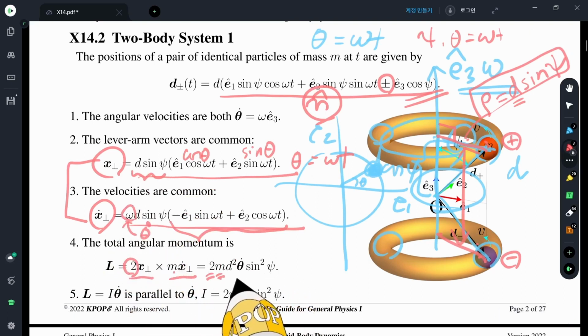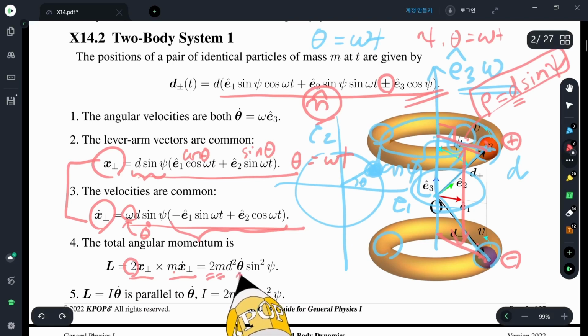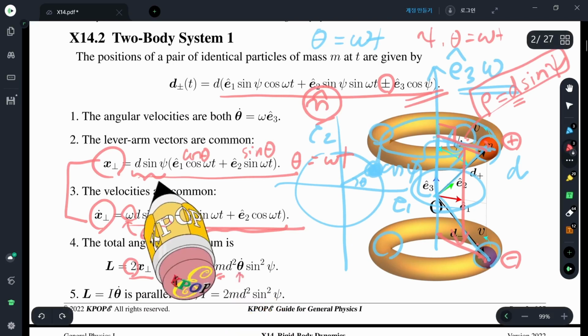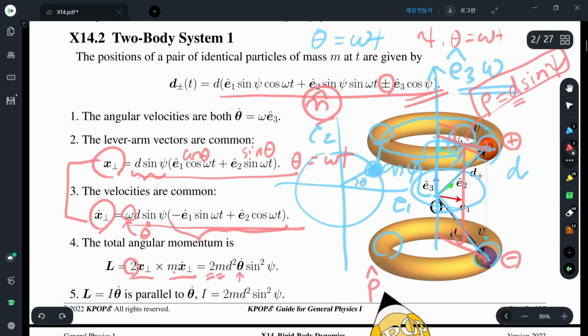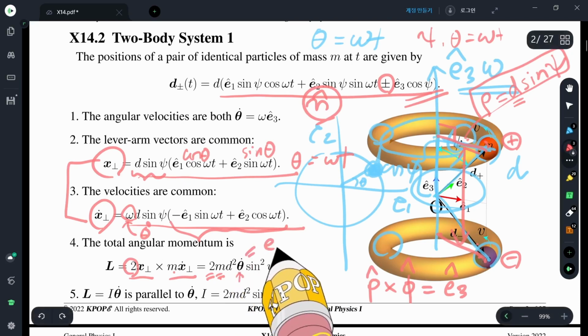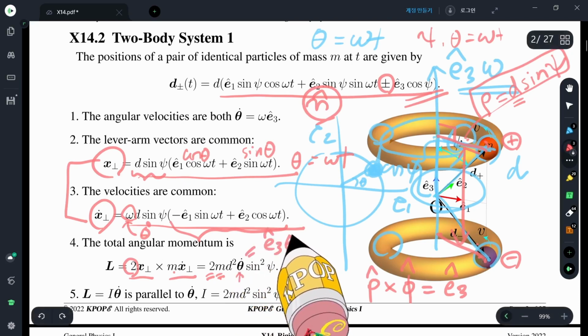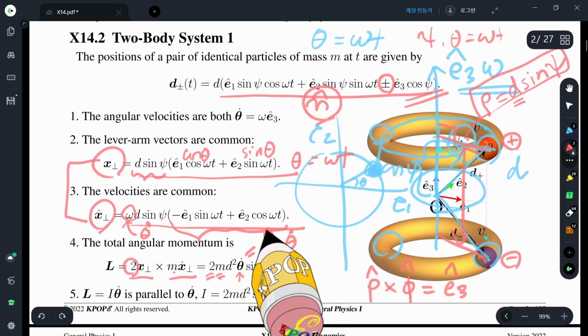Omega is contained in here, and dd, d squared, and sine squared. Because it is along the rho direction and phi direction, the cross product should be E3. Therefore, this one is along E3. That's right. This is theta dot E3 hat.